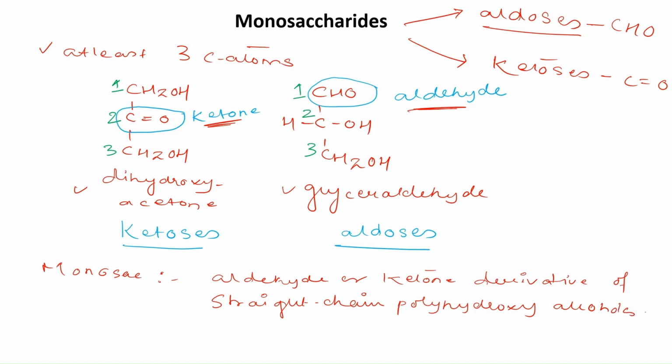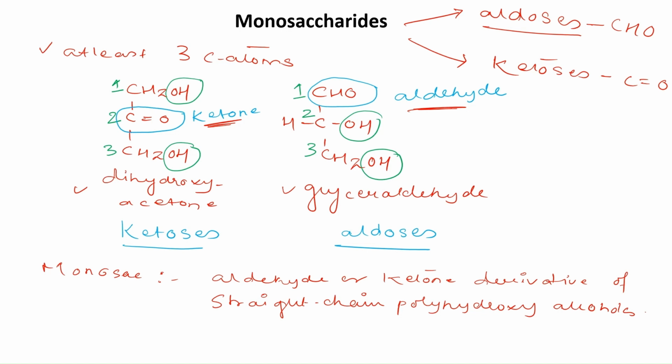Why polyhydroxy alcohols? Because it contains multiple OH groups. In case of dihydroxyacetone, here also OH, here also OH. Clear? In case of aldoses, carbon number 3 also has OH, and carbon number 2 also has OH present. Clear? So, monosaccharides are aldehyde or ketone derivatives of straight chain polyhydroxy alcohols. Clear?